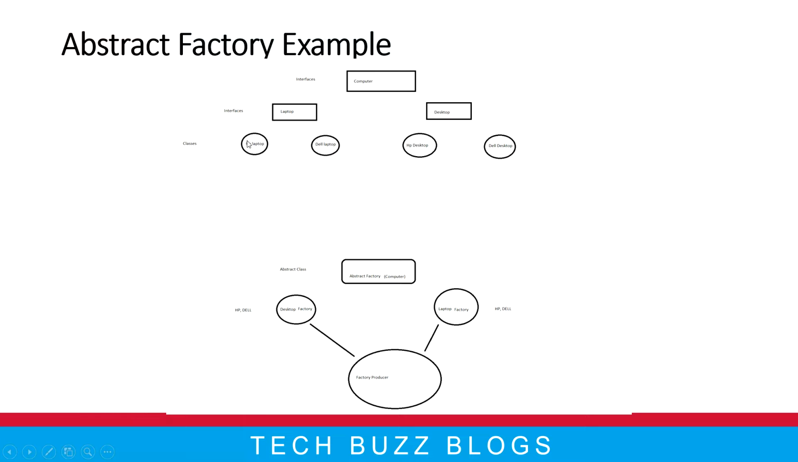So how are you getting the HP laptop object here? With the help of the factory producer. The factory producer is giving the factory, so there are two levels of factory, right? Can you understand that? One factory is there, and again we are abstracting: you can see that the abstract factory class is also there. We are abstracting one abstraction into another, like the factory itself we are abstracting. This is called abstract factory.